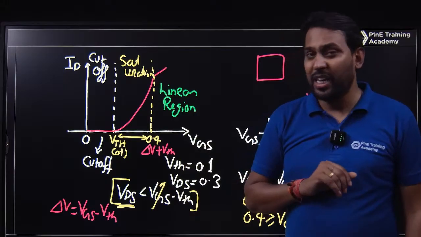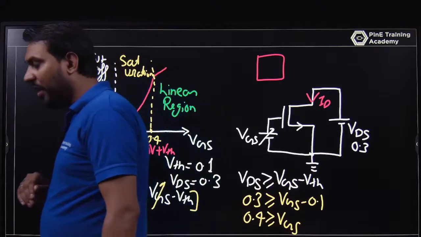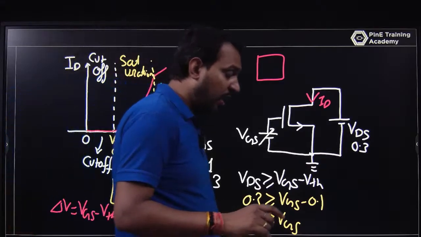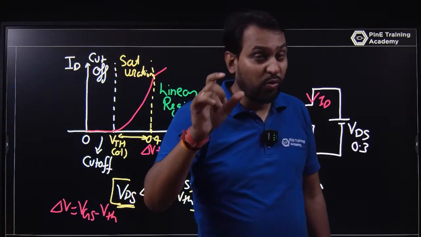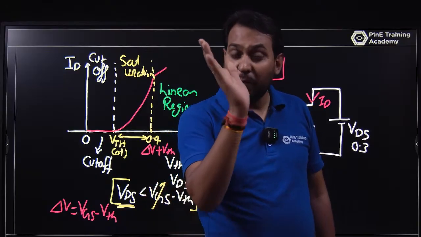That is linear, the I and V relation is called the triode region. I is equal to V by R, where R is the channel resistance. But once you talk about the saturation region, if VDS is equal to VGS minus VTH, that is the overdrive voltage, the channel will be tapered.